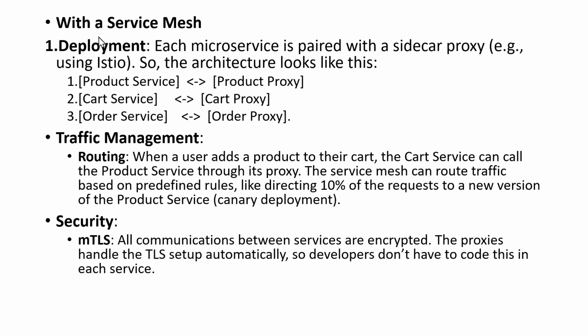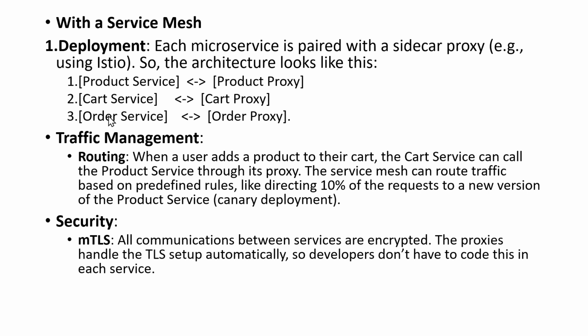So in case of the service mesh, each microservice is paired with the sidecar proxy, as initially mentioned, that is using Istio. They are using the tool Istio. So the architecture looks like this. Assume that inside one pod you have the container called product service, followed by the product proxy. We will be having that proxy server. So if you want to communicate with product service, you need to communicate with product proxy. Product proxy will then communicate with product service. Likewise, cart service and cart proxy, order service and order proxy.